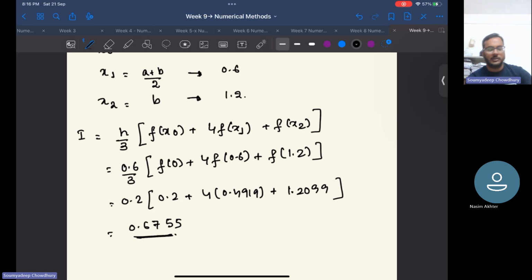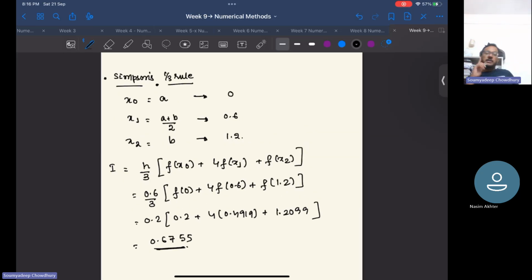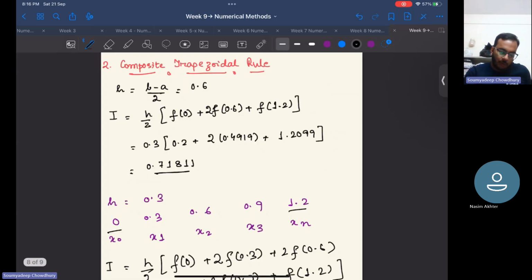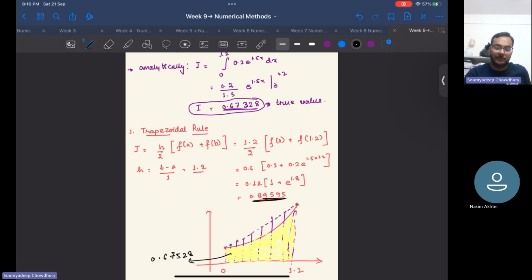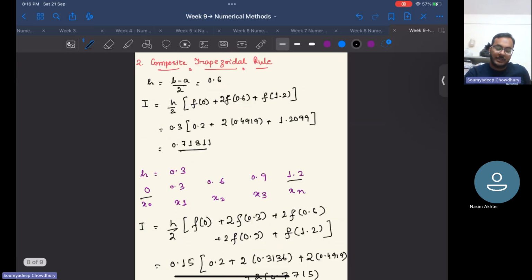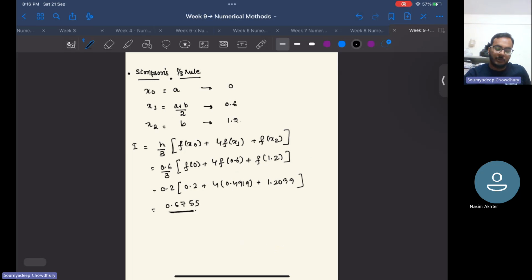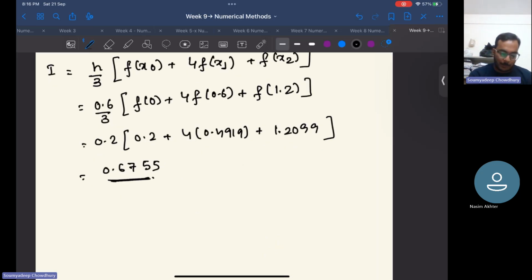Now just notice this. Using Simpson's 1/3 rule, we are not even using the composite rule yet, but still the error is much less compared to the trapezoidal rule. In the normal trapezoidal rule, we got 0.84595, where the true value was 0.673. Whereas using the normal Simpson's rule, we are getting 0.6755. So what does this tell you?